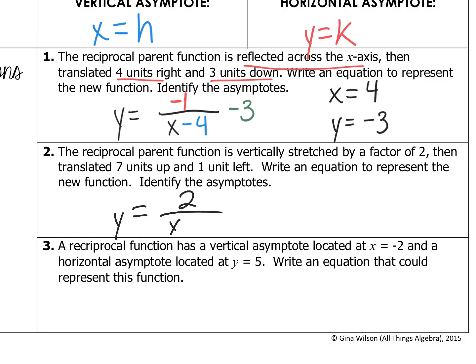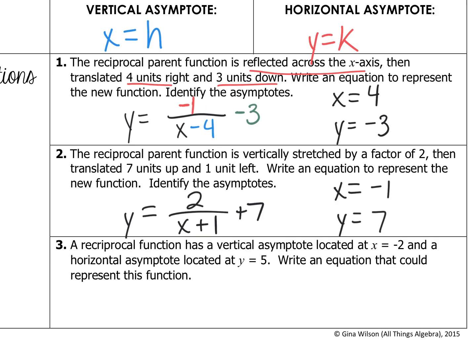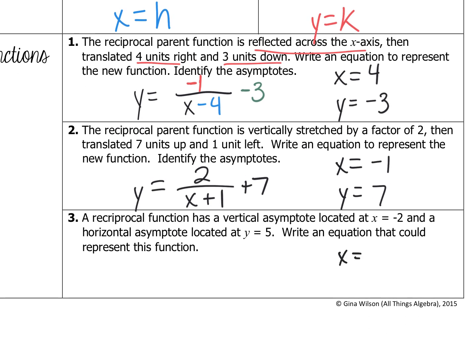Where did you get the 4? I'm sorry, x plus 1. And then I looked at the 1. And then what else? Plus 7. Good. What would be my asymptotes? x equals and y equals. Beautiful. Number 3 just gives me the asymptotes.